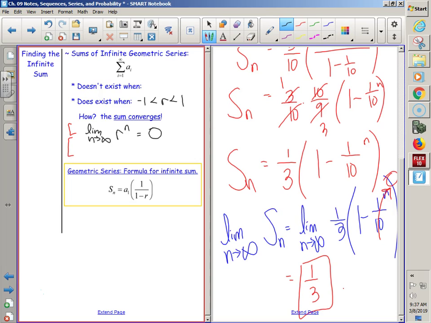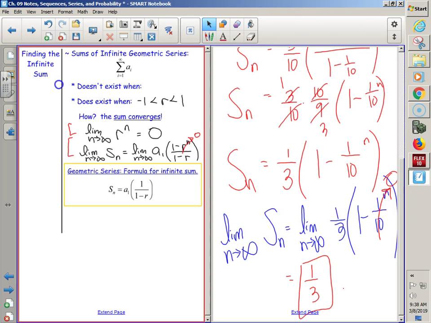which means my s sub n formula, if I'm taking the limit as n goes to infinity of s sub n, and if I take the limit as n goes to infinity of my a sub 1, 1 minus r to the n all over 1 minus r, what happens? That guy goes to 0 and I'm left with this.